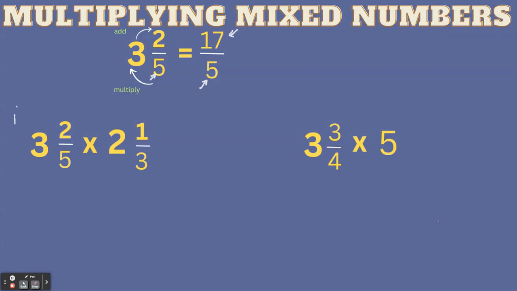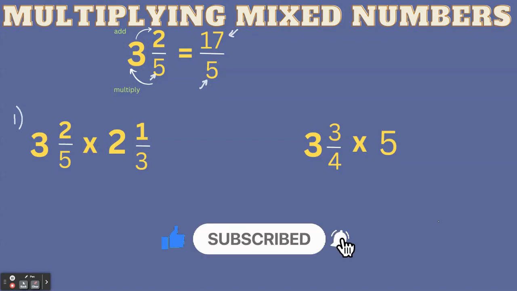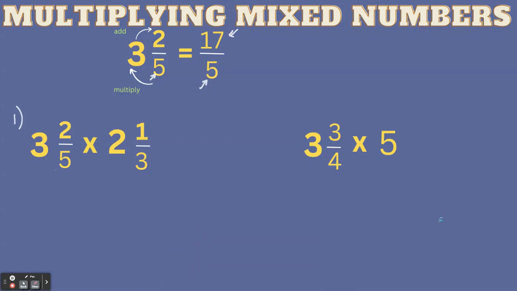Let's take a look at problem 1. On the left side, you'll see that I have 3 2/5 times 2 1/3. So I want to convert these to improper fractions first. 5 times 3 gives us 15, and 15 plus 2 would give me 17 to go on top of my fraction. Remember, we leave the denominator as is. Then we'll multiply by the second mixed number, but we have to convert it to an improper fraction. So we'll do 3 times 2, which is 6, plus 1 gives me 7, and we leave the denominator again.